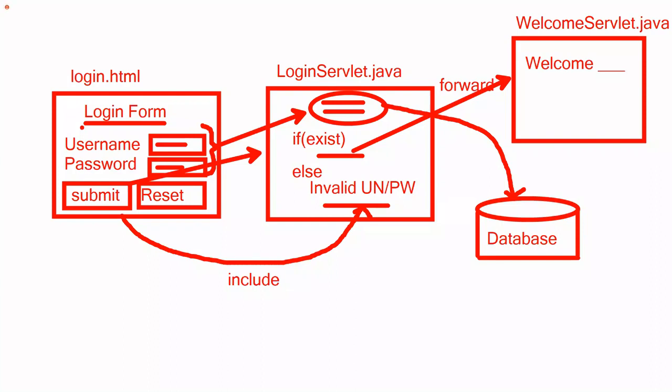Same program I'm going to extend, whatever you studied. Login.html stays as it is, there is no change. LoginServlet we have to modify. In LoginServlet, if the given username and password exist, we displayed welcome username here itself. Now I'm forwarding to another Servlet, the welcome Servlet. If the username and password do not exist, we displayed invalid username or password. Now with that message, the HTML page is also displayed. This is our task.